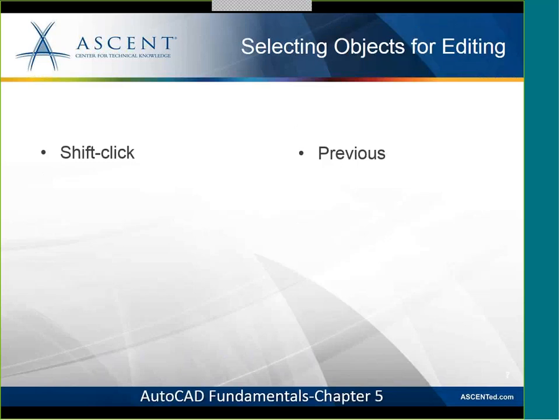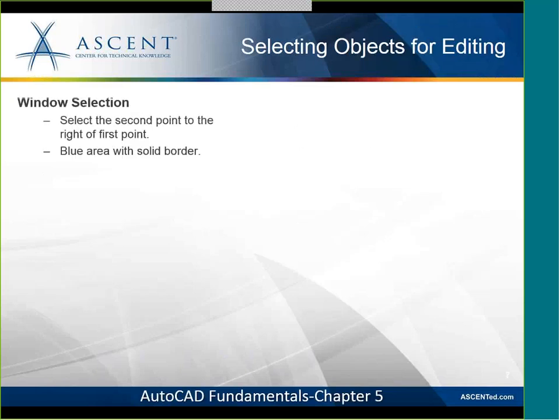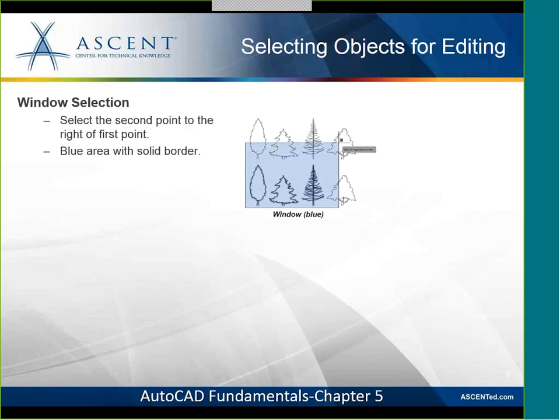Let's jump into window selection. And this comes to you from our AutoCAD Fundamentals in Chapter 5. When you're working with windows, when it tells you to select objects, you're going to pick a point, let your mouse go, move the mouse over to the right, and then pick another point. And what that does is it selects only those objects that are 100% inside of that window.